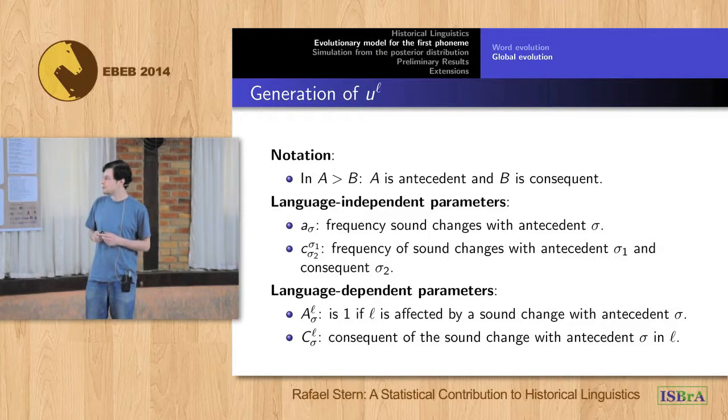A sigma is just the frequency of sound changes that happen in languages in general that have antecedent sigma. And C sigma 1, sigma 2 is the frequency of sound changes that have antecedent sigma 1 and that change to the consequent sigma 2. And then for each one of the languages, we have this pair of parameters, AL sigma, that is 1 if there is a sound change which has antecedent sigma in that language, L, and CL sigma is just the consequent that this antecedent sigma goes to for that language L.